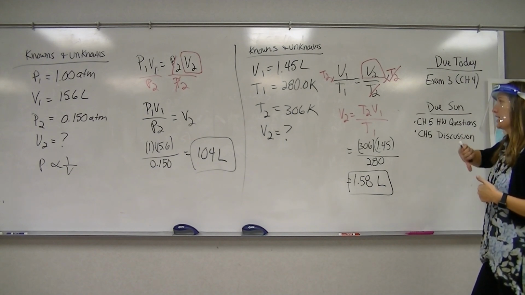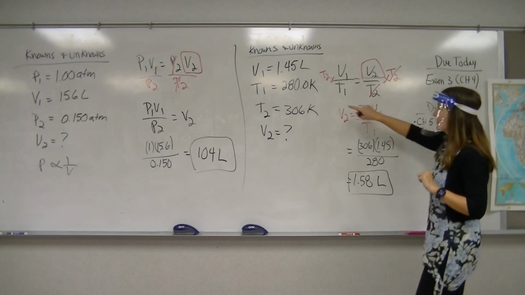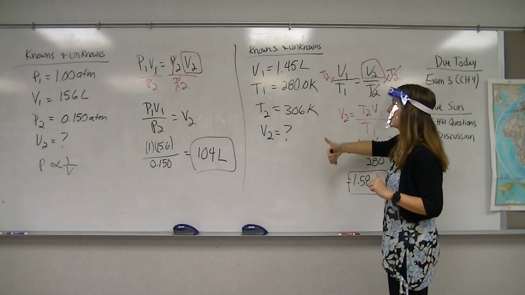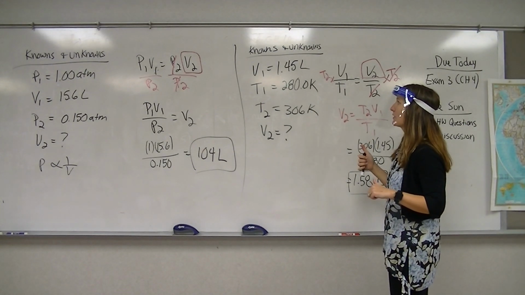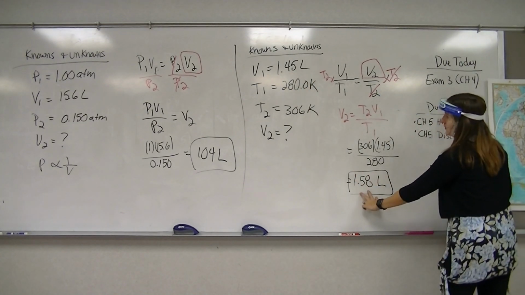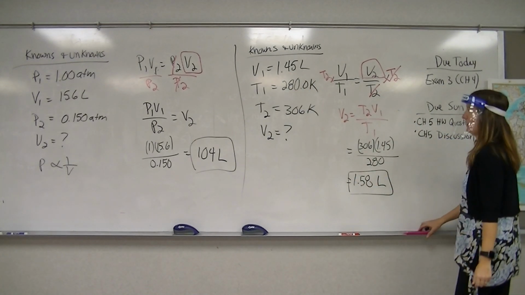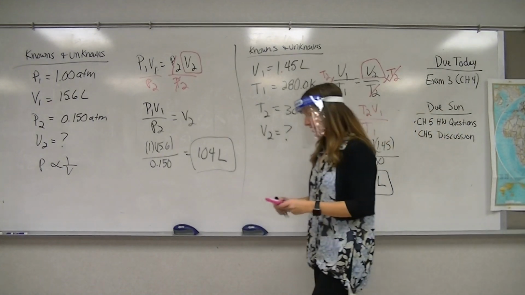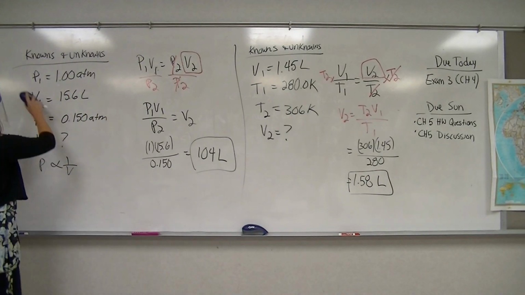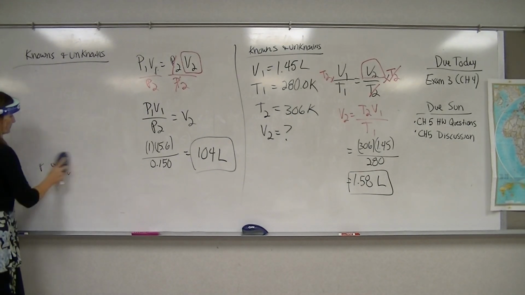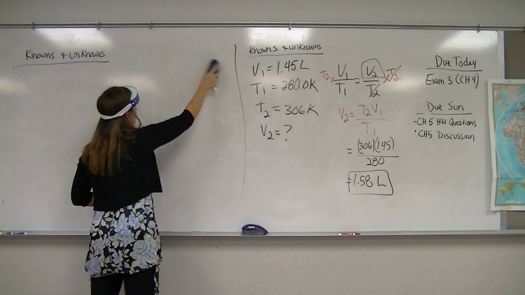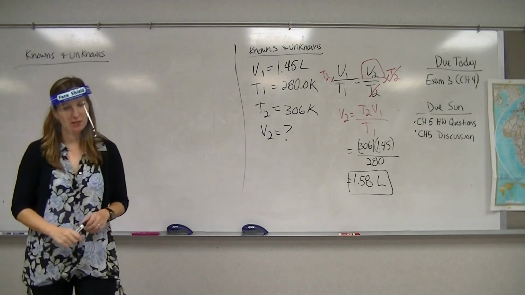With Charles' law, volume and temperature are proportional, meaning if one goes up, the other goes up. If one goes down, the other goes down. So in this case, the temperature went from 280 up to 306. So the temperature went up, so we would expect the volume to go up. Okay, did it? It went from 1.45, yes, up to 1.58. So that answer makes sense. It's kind of nice to know the trends of the equation itself because it gives you a double check for your answers. Making sure they follow the trend helps prove that you did the problem correctly.